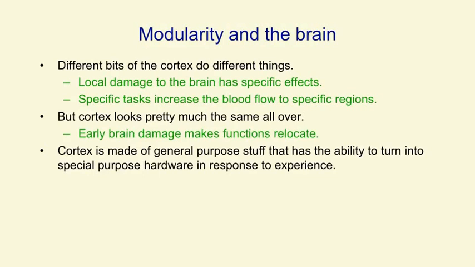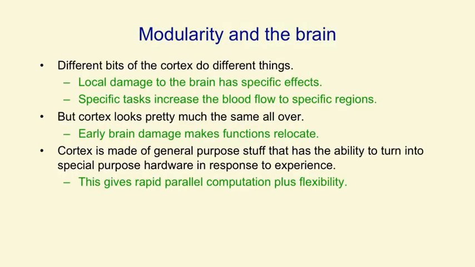That's also suggested by the fact that if you damage the brain early on, functions will relocate to other parts of the brain. So it's not genetically predetermined, at least not directly, which part of the brain will perform which function. There's convincing experiments on baby ferrets that show that if you cut off the input to the auditory cortex that comes from the ears and instead reroute the visual input to auditory cortex, then the auditory cortex that was destined to deal with sounds will actually learn to deal with visual input and create neurons that look very like the neurons in the visual system. This suggests the cortex is made of general purpose stuff that has the ability to turn into special purpose hardware for particular tasks in response to experience.